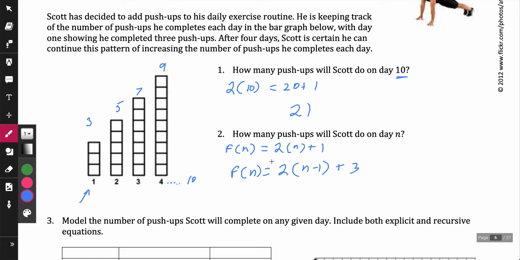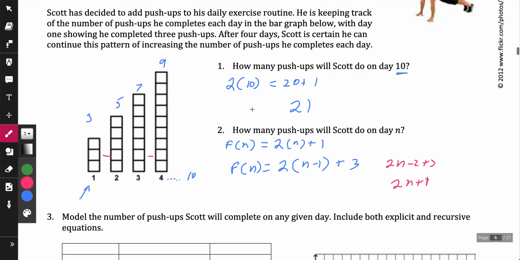Okay? Now, some of us might be thinking, well, how does that work? But if you look at this method, and in pink, if I simplify this by distributing the 2, this would give me 2n minus 2 plus 3. This still gives me 2n plus 1. So it's the same as the original. It's just looking at this in this context. So it says I am adding 2 from the previous day, plus on day 1 I had the 3.